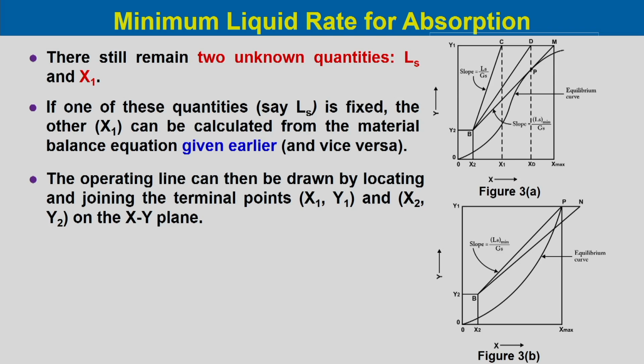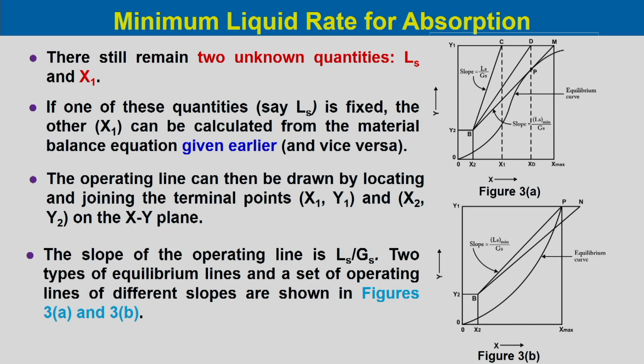Now, the operating line can be drawn by locating and joining the terminal points, that is x1, y1 and x2, y2, on the xy plane. The slope of the operating line, that is Ls by Gs, for two types of equilibrium lines and a set of operating lines of different slopes are shown in figures 3a and 3b.